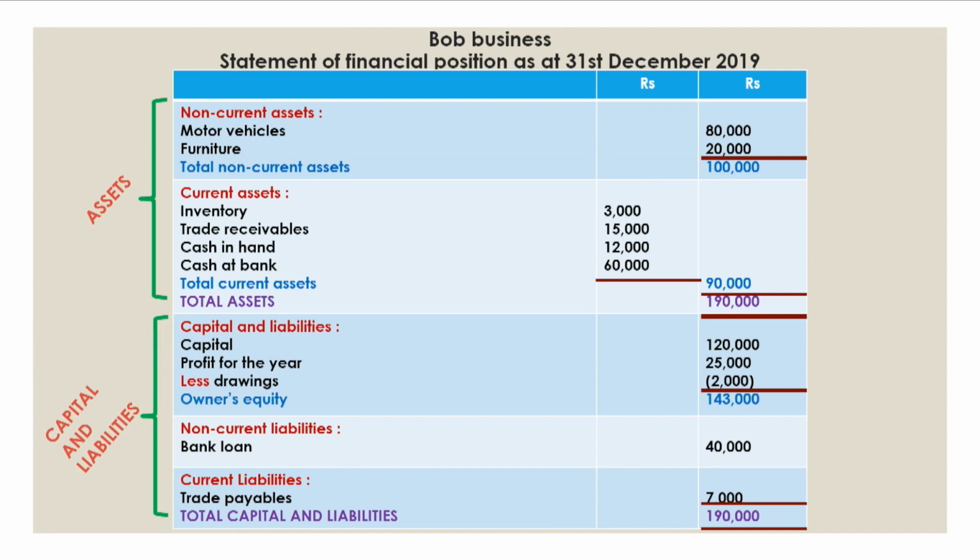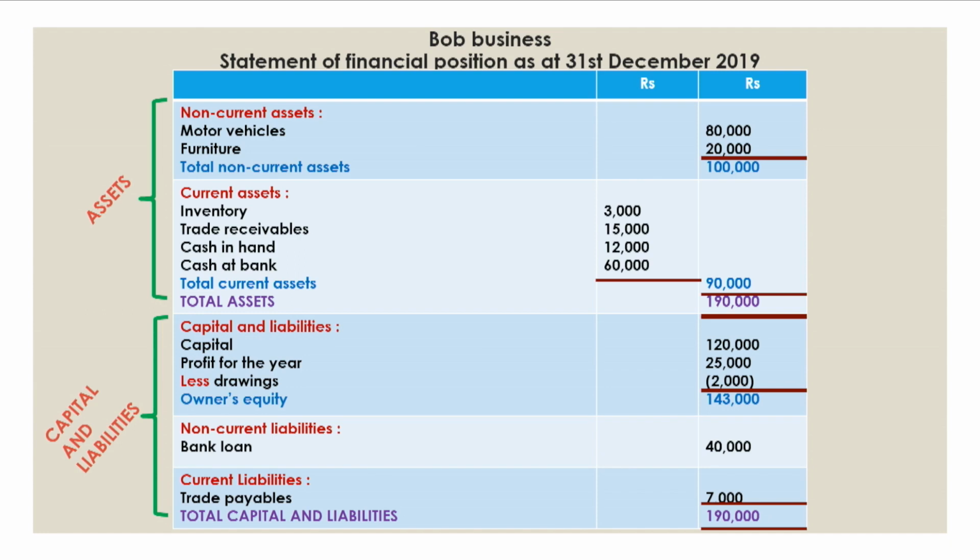We now need to record all non-current liabilities. As non-current liabilities, we have bank loan of 40,000 rupees, again recorded in the third column. Bob also has trade payables as current liabilities, and the amount is 7,000 rupees, recorded in the third column.